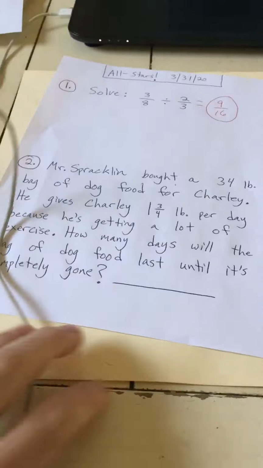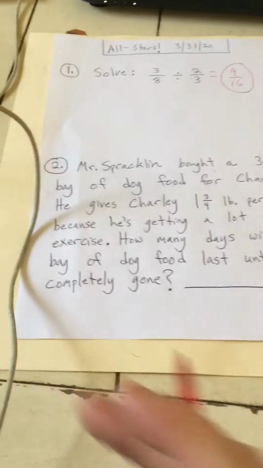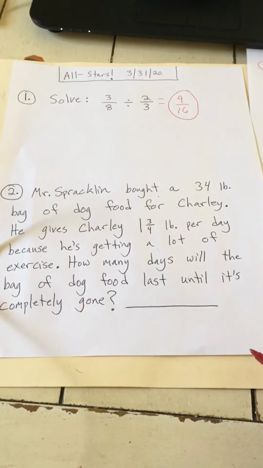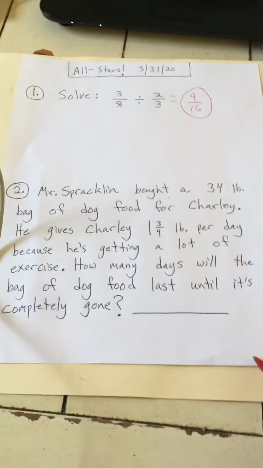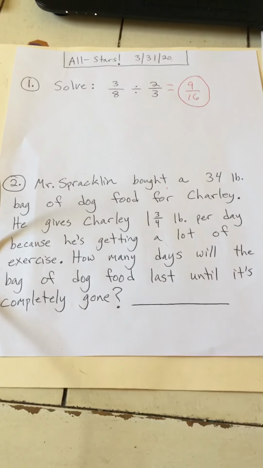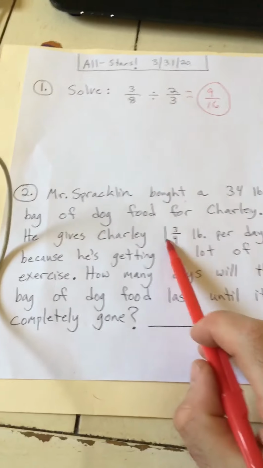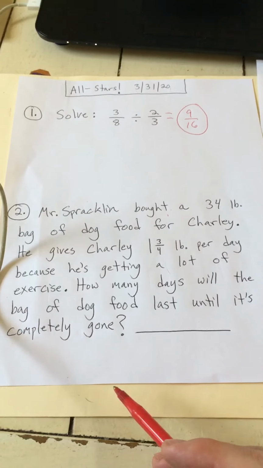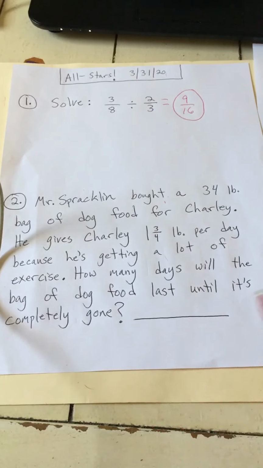Okay, so let's look at number 2. Here's where it's going to get a little bit harder. I got myself half a page of blank paper. It says, Mr. Spracklin bought a 34-pound bag of dog food for Charlie. He gives Charlie 1 3/4 pounds per day because he's getting a lot of exercise. That would be a lot of food, but that's how much I'm giving him because he's exercising a lot. How many days will the bag of dog food last until it's completely gone? So I have 34 pounds of food.